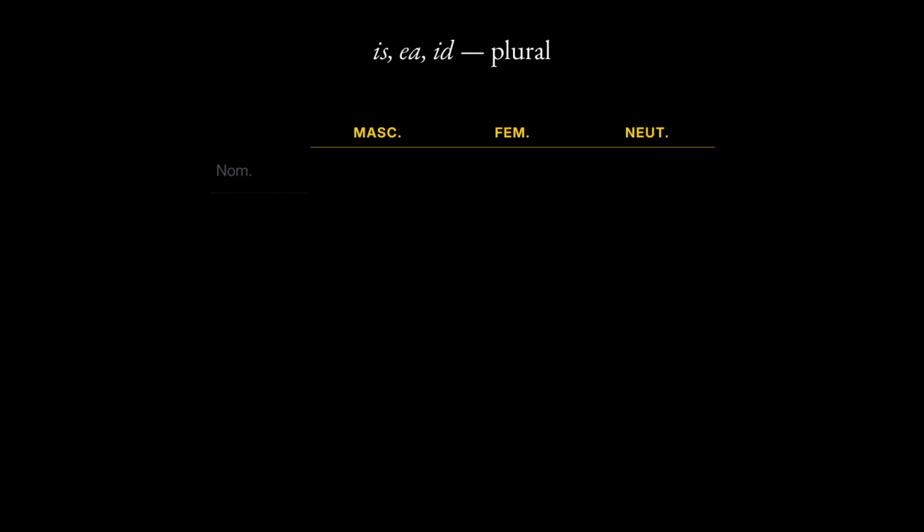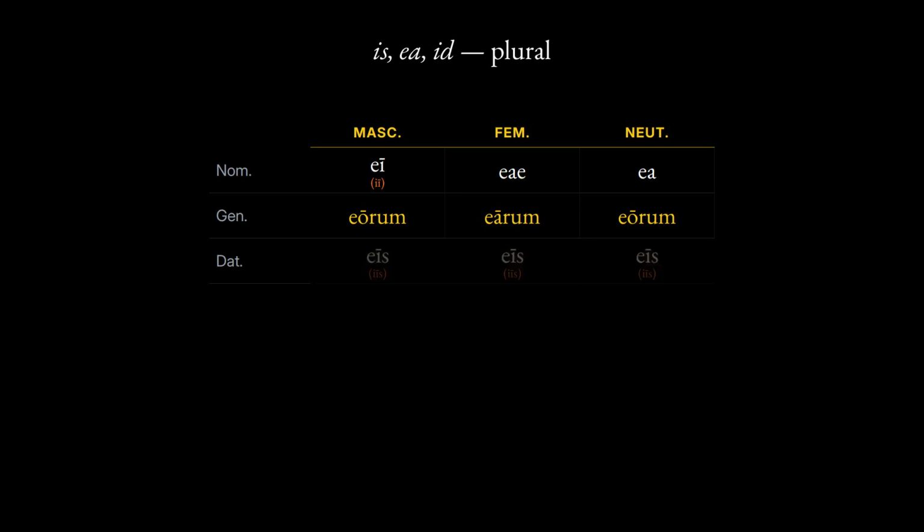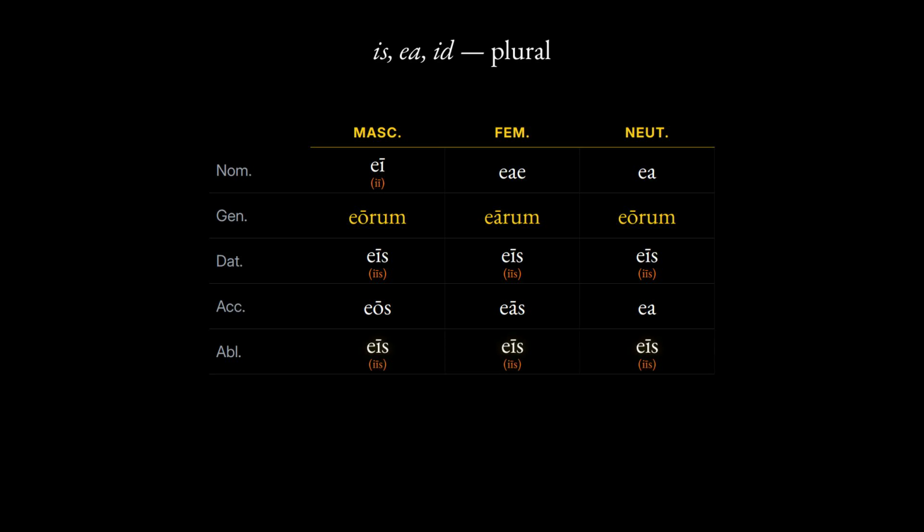Now the plural, nominative. Ei, ea. Genitive, and here the gender shows clearly. Eōrum. Eārum. Eōrum. Dative, one form for all three. Eis. Accusative. Eos. Eas. Ea. Ablative, the same as the dative. Eis. One note on spelling. The masculine nominative and the dative and ablative also appear with two letter I's, and those doubled forms are preferred, but the doubled I is pronounced as a single long letter I.